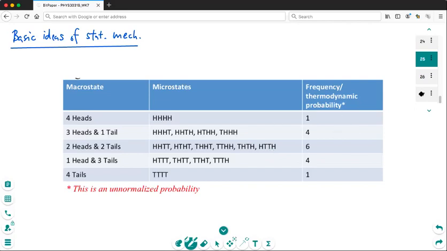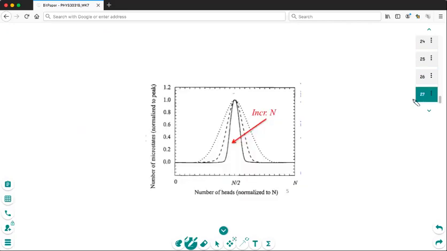Okay, so coming back to this coin, what we want to say is this. When you have a large number of coins, if you construct that table, you will have something like this, a very, very sharp peak. Okay, right now, what do you have?